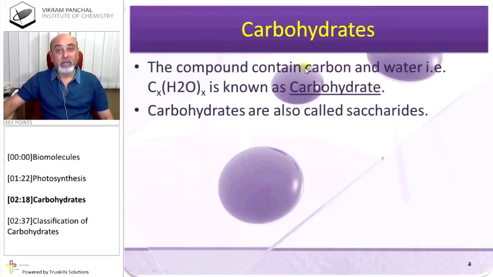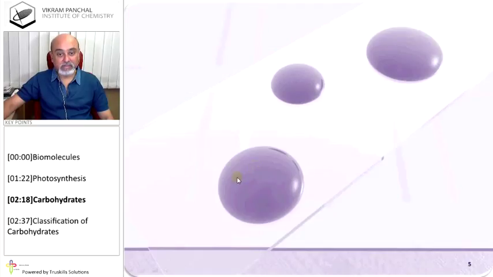Carbohydrates. The compounds containing carbon and water are known as carbohydrates. Their common formula is Cx(H2O)y or Cn(H2O)n. Carbohydrates are also known as saccharides.